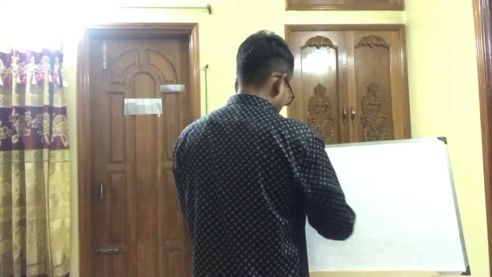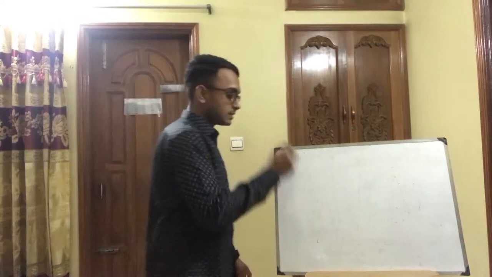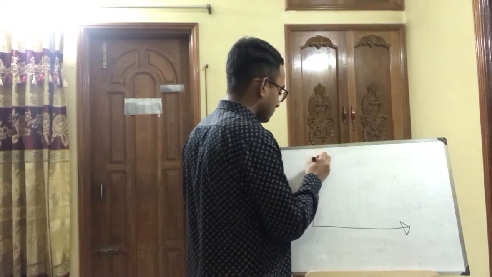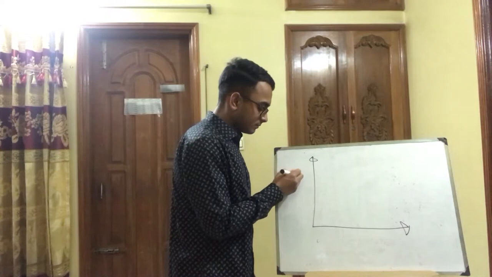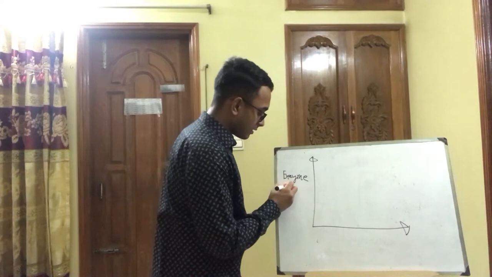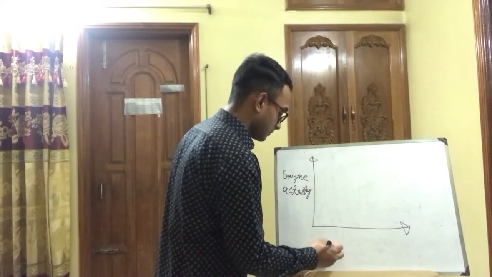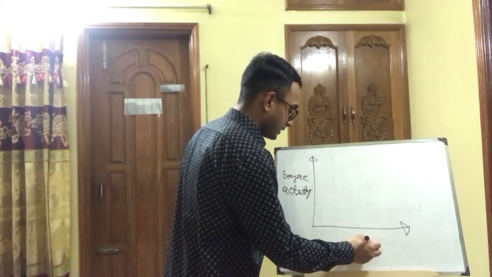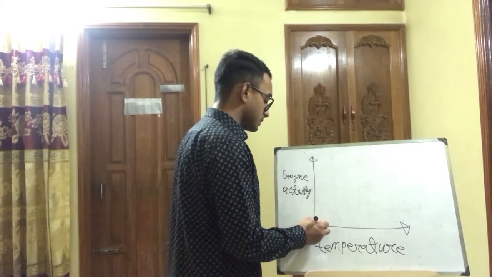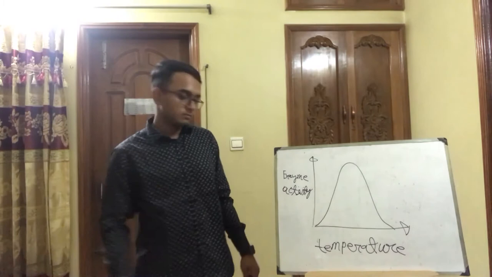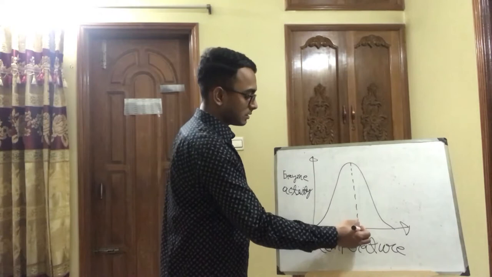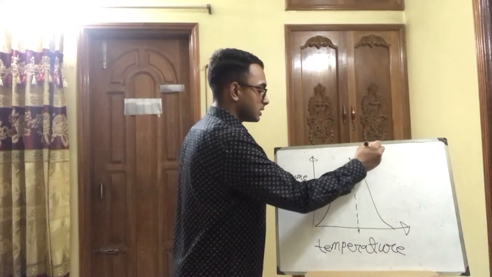After doing many experiments, the scientists found out that if you plot a graph of enzyme activity on the y-axis against temperature on the x-axis, the graph comes something like this. This may not start from the origin, it may start from here. And the optimum temperature, this is the optimum temperature, may have different values for different enzymes. This is the optimum temperature, because at this temperature, the enzyme activity is the highest.